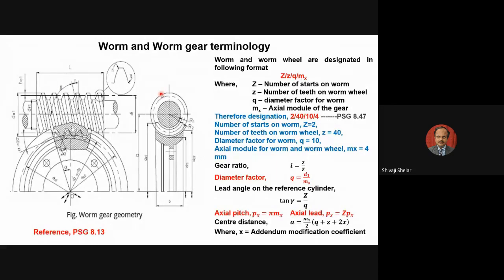If you go for a bevel gear, you specify the module and the number of teeth. You specify the module here at the outer end, that is the bigger end of the bevel gear, but that is not a complete specification.